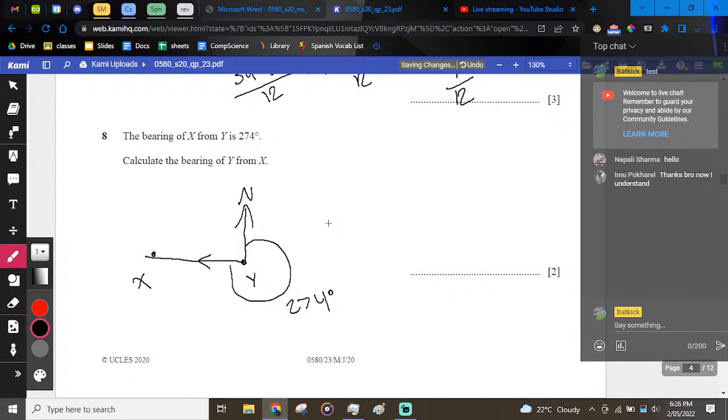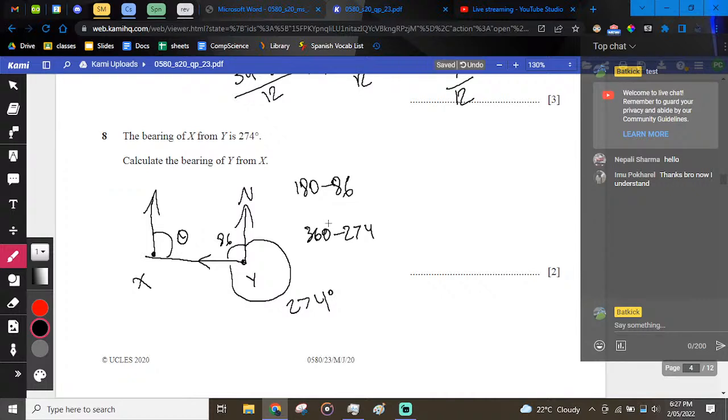Bearing of y from x. From is the point you start from. So you're trying to find this angle. Let's label it theta. What do we know? This is 274. If we know this angle, which is 360 minus 274, 86, then these two are supplementary. They add up to 180. So 180 minus 86.